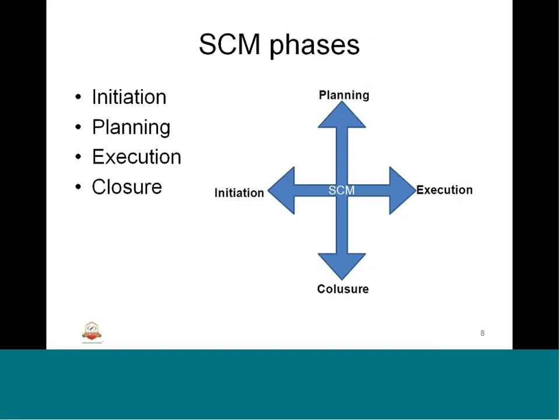Okay, the next one is about SCM phases. What are the software configuration management phases that are involved? There are four phases: initiation, planning, execution, and closure. This will go in a circular fashion, that is why I have put a simple arrow to identify, at each end of the arrow, initiation, planning, execution, and closure. So what are we going to do in initiation, what are we going to do in planning, what are we going to do in execution, and how are we going to close it. So these are the basic elements of the SCM.